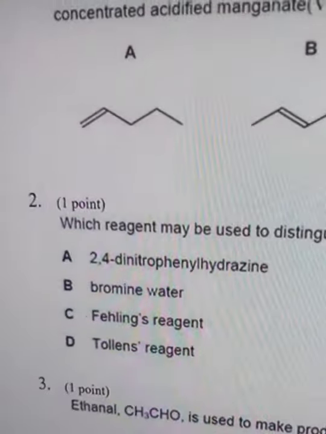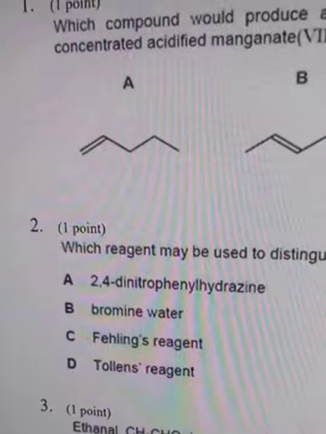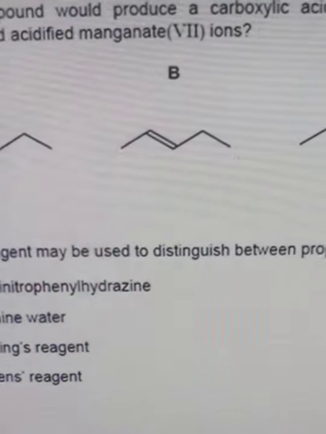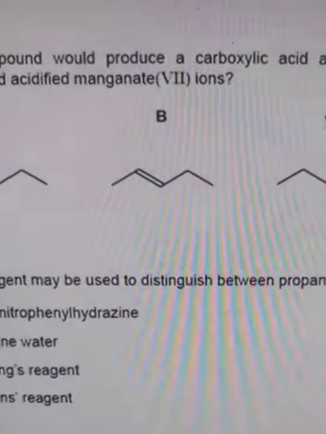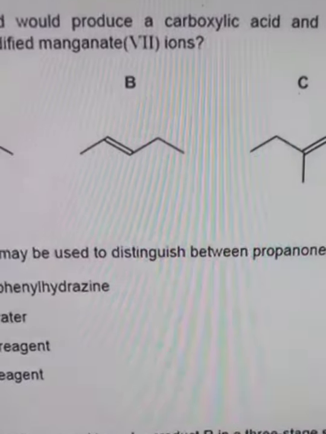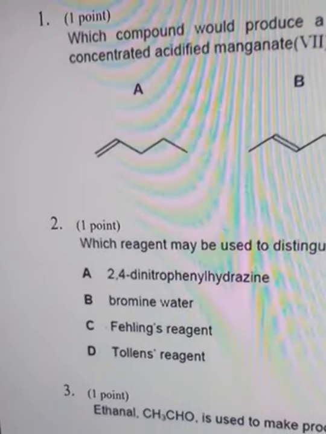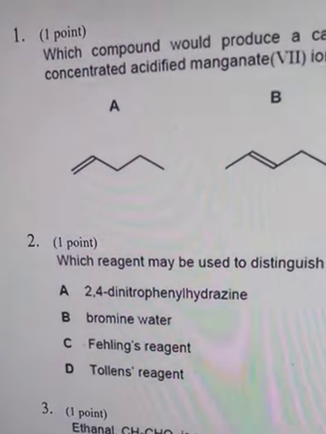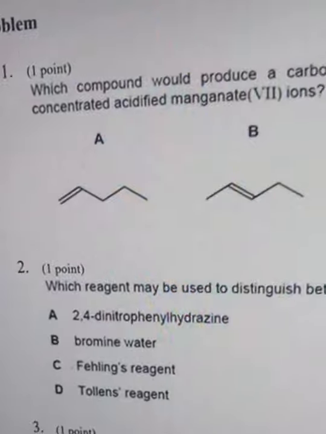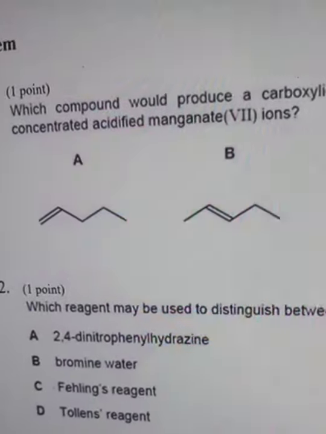So let's move on to the next question, which is question number 2. Alright, so question number 2 is, which reagent may be used to distinguish between propanol and ethanol? Alright, so look, propanol is a ketone and ethanol is an alcohol, right? So if you look at A, which is dinitrophenylhydrazine, which is short for DNH.